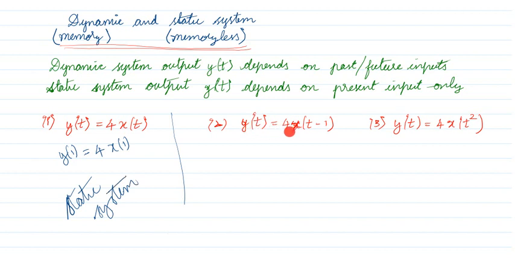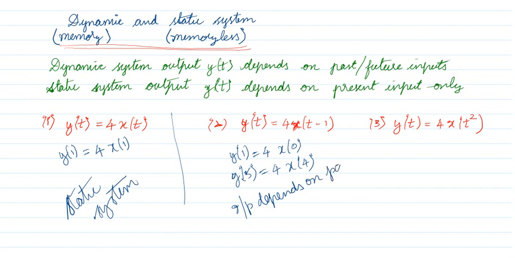Okay, look at this example. y of t equal to 4 into x of t minus 1. So what is the meaning? Output is equal to 4 times the input at time t minus 1. Let me put time 1. y of 1 is equal to 4 into x of 1 minus 1, which is x of 0. If you observe this, I need the output at time 1, but it is equal to 4 times the input at time 0, the past input. Similarly, for time 5, it is 4 into x of 4. I need the output at time 5, but I need the input at time 4. So the output depends on the past input.